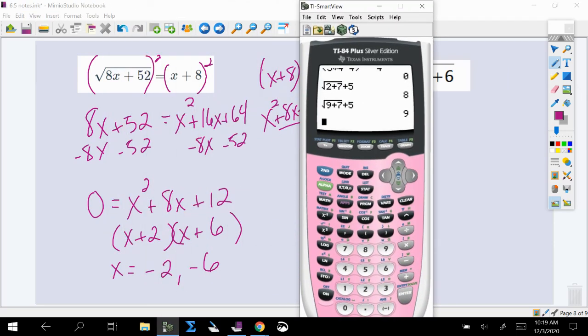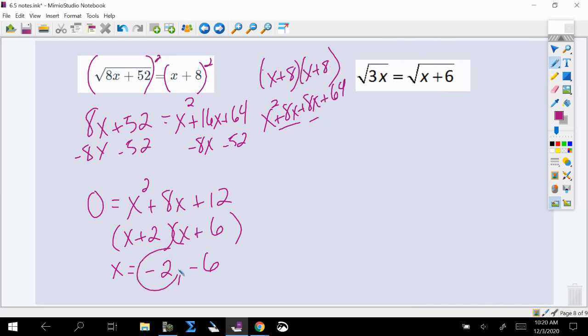Grabbing a calculator. I'll do -2 first. So the square root of 8 times -2 plus 52. Oh, I wanted that square root to go over the whole thing. 8 times -2 plus 52. There we go. And I want to see if that equals -2 plus 8, which it does. Both sides end up equaling 6, so -2 works.